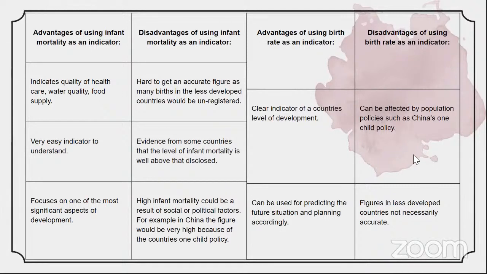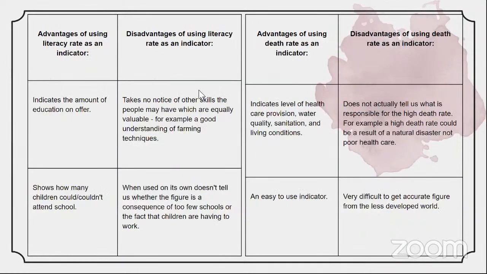Lepas tu pula figures in less developed country not necessarily accurate. Biasalah ekonomi. Banyak yang tak semua boleh dapat secara perfect lah. So not necessarily accurate. Ini untuk infant mortality dengan birth.